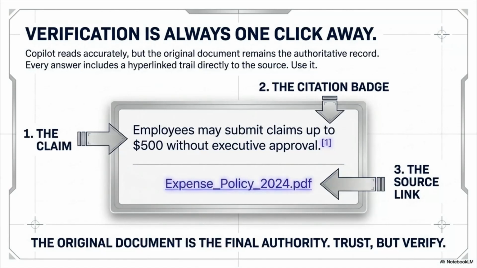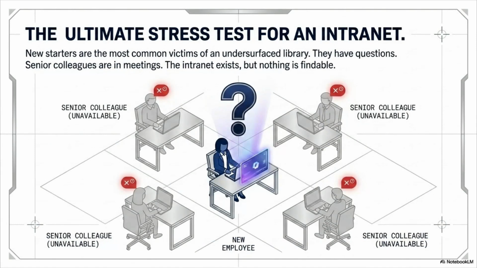Verification is always one click away. Copilot reads accurately, but the original document remains the authoritative record. Every answer includes a hyperlinked trail directly to the source. Use it. Look at the 3-step process on screen. 1. The claim, the answer Copilot surfaced. 2. The citation badge, the superscript reference. 3. The source link, the direct path to the original document. The example: employees may submit claims up to $500 without executive approval. Source, expense policy 2024.pdf. 1 click, verified. The original document is the final authority. Trust, but verify.